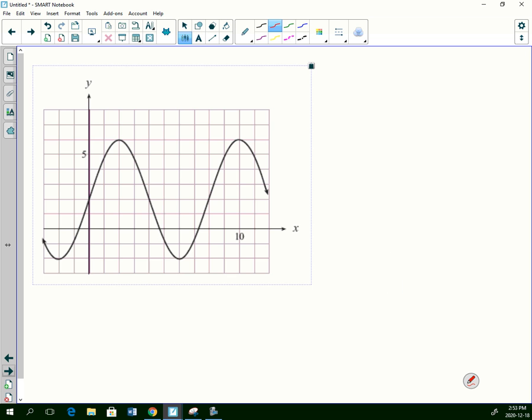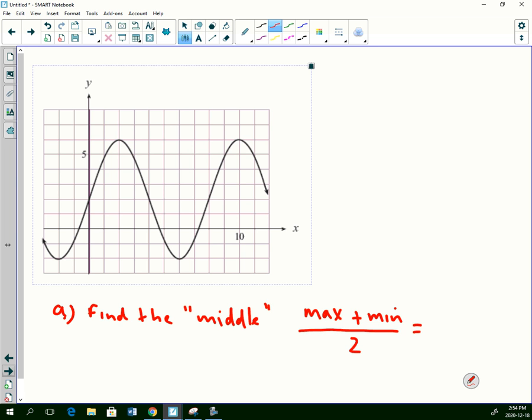I think I'll do this one first. Okay, so step 1 is to find the middle, because most of our measurements are based from the middle. So to find the middle, we're going to take the top of the graph and the bottom of the graph and divide by 2. Okay, because that's our average of the middle.